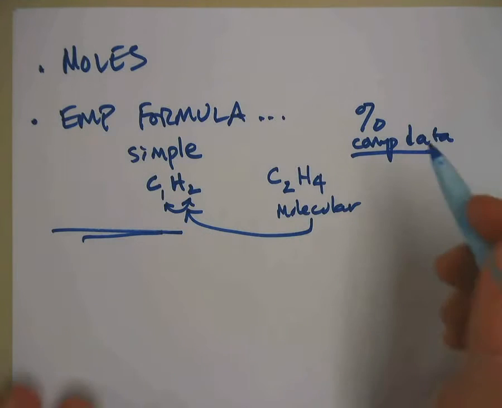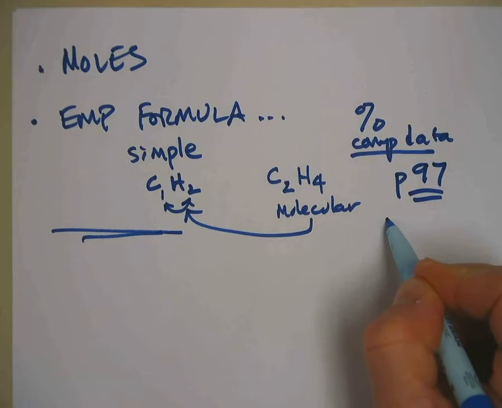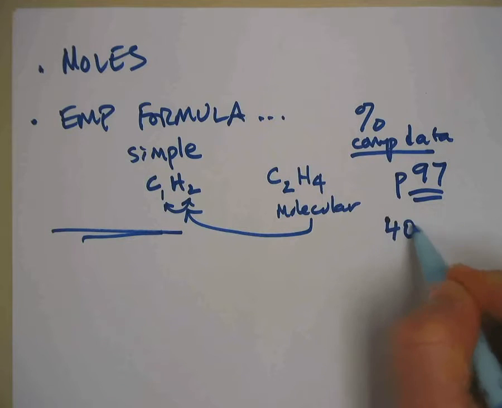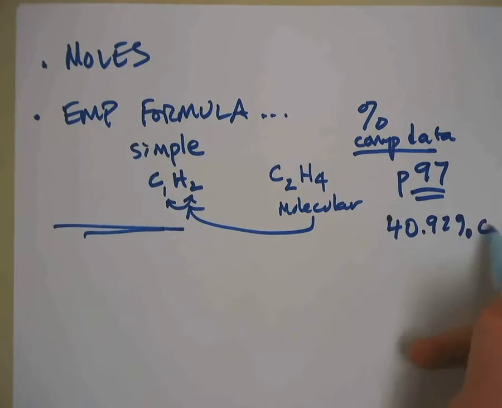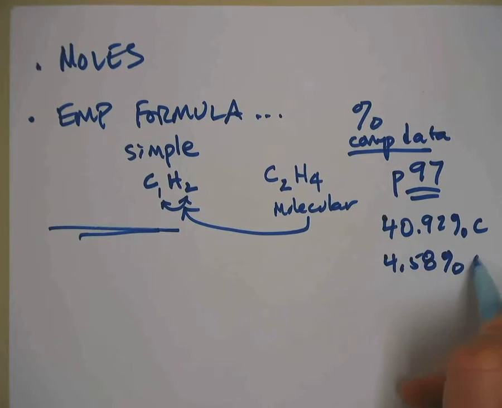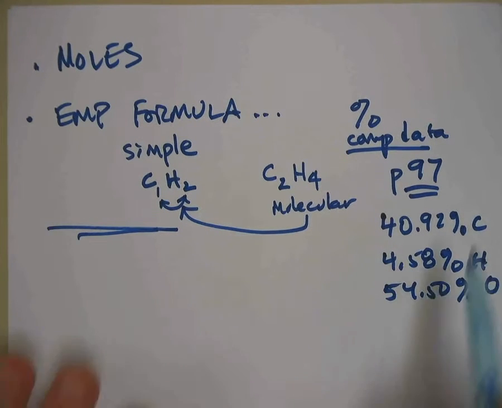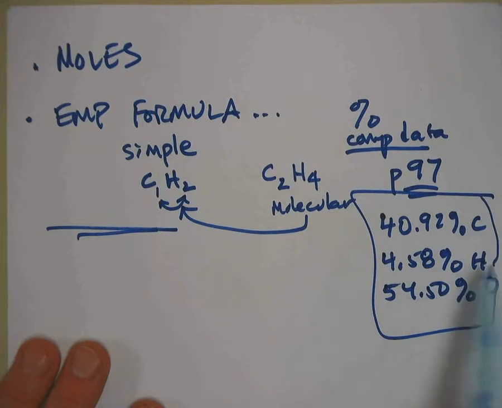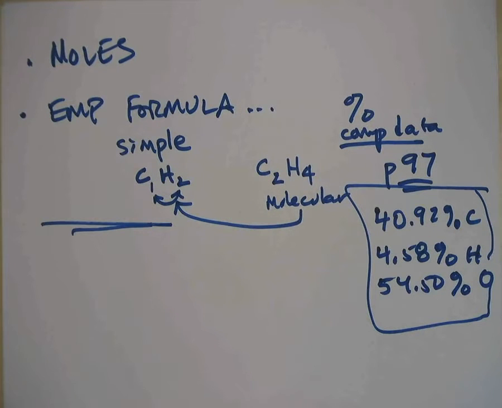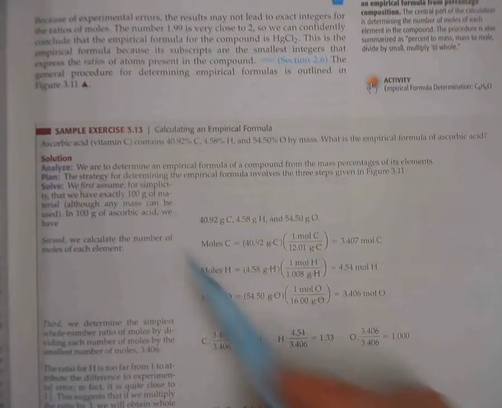carbon, hydrogen, and oxygen. For example, on page 97 of your textbook, they tell you that there's this substance called vitamin C that is 40.92% carbon, 4.58% hydrogen, and 54.50% oxygen. And then they want you to find the empirical formula for this thing called vitamin C. Well, you can take a look on page 97 if you want in your book. Here's the actual sample problem.